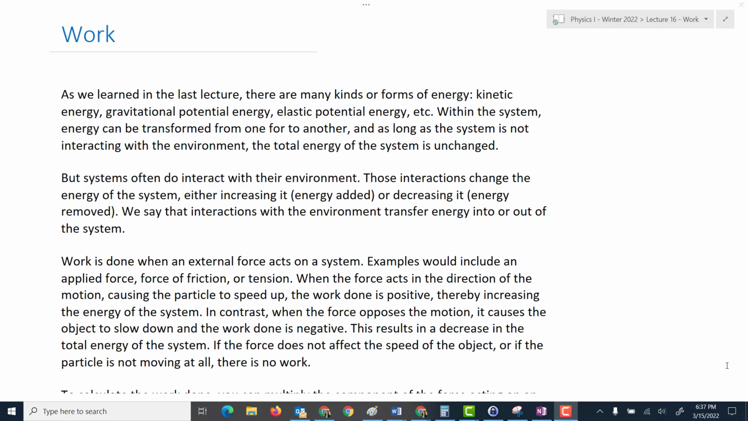Hi there. Today's lecture we're going to talk about work. So in the previous lecture we talked about energy and we discussed many different types of energy. So we talked about kinetic energy, gravitational potential energy, elastic potential energy.